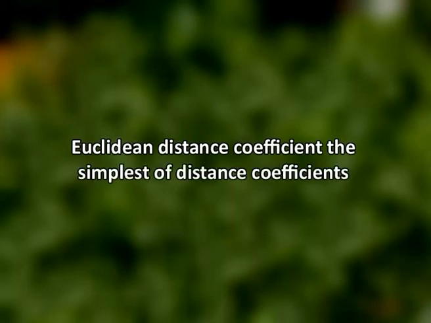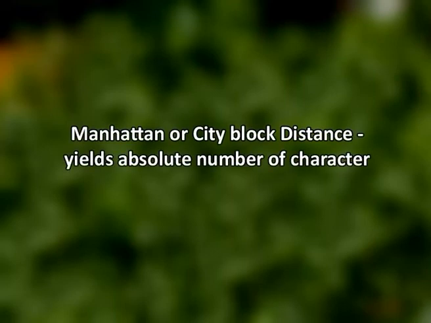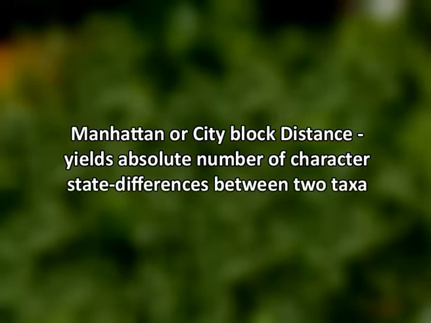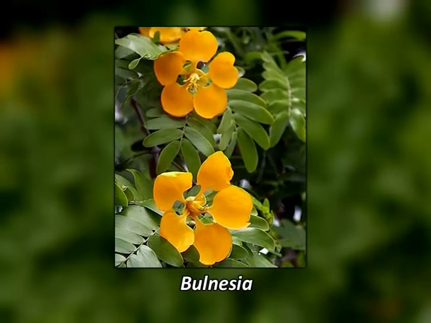Euclidean distance coefficient is the simplest of distance coefficients. Another coefficient is Manhattan or city block distance, which yields the absolute number of character state differences between two taxa. This coefficient has been applied to plant groups like Pinaceae and Zygophyllaceae. It has also been used in cladistic studies.